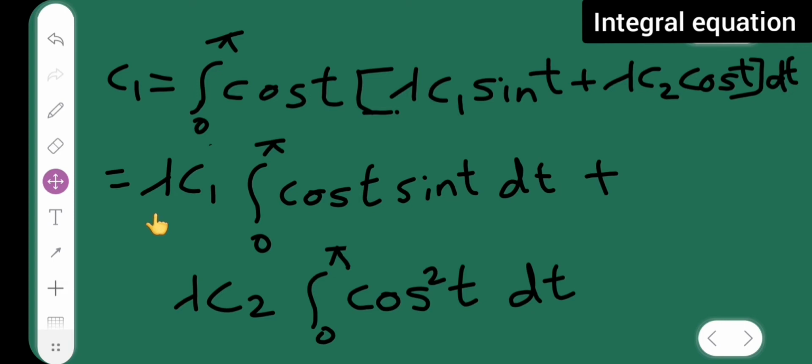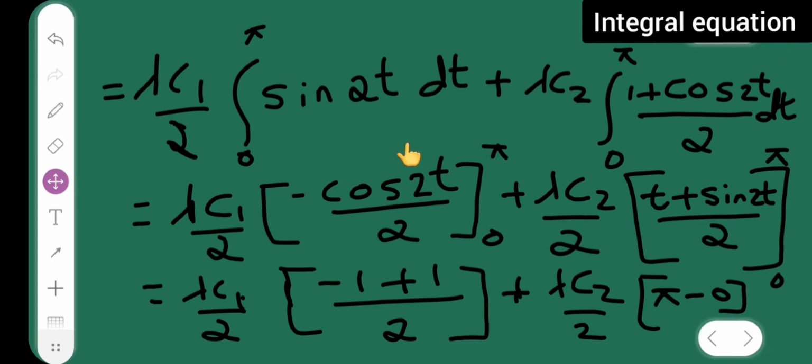Now this is equal to what? Lambda c1, take it outside, integral from 0 to pi cos of t into sine of t plus lambda c2, take it outside, then integral from 0 to pi cos of t into cos of t, which is cos square of t dt. Next step is what? Now this is equal to lambda c1 upon 2.